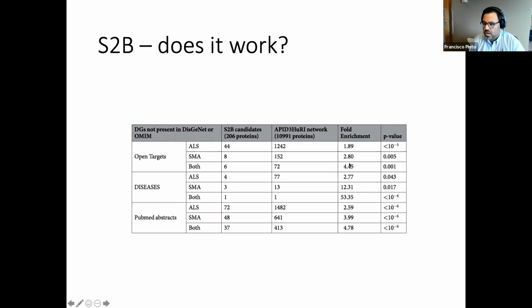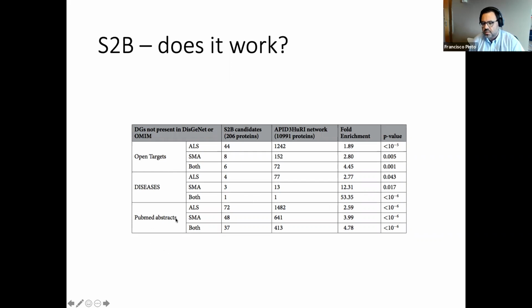So this is what the method was designed for, to specifically predict genes that were simultaneously associated with both diseases, and using independent sources of information we could check this. This was also valid for the DisGeNET database, where we have an enrichment of 3 for ALS, 12 for SMA, and 53 times more frequently for both, although this is obtained with very small numbers.